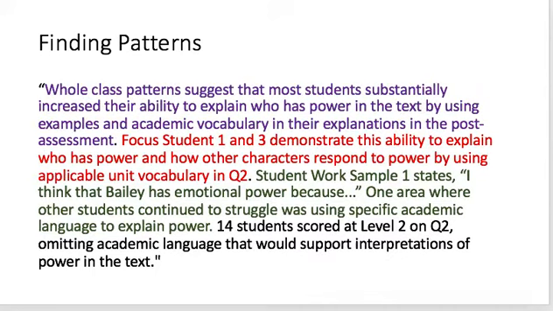Finding patterns, more examples. Whole class patterns, again, suggest that most students substantially increase their ability to explain who has power in the text by using examples and academic vocabulary in their explanations in the post-assessment. Focus student 1 and 3 demonstrate this ability to explain who has power and how other characters respond to power by using applicable unit vocabulary in question 2.